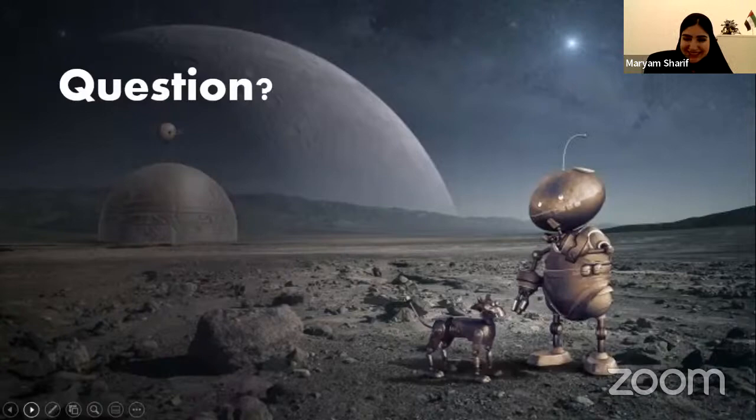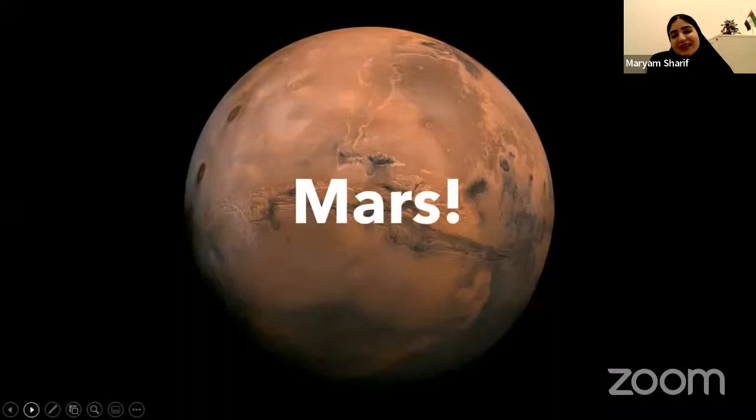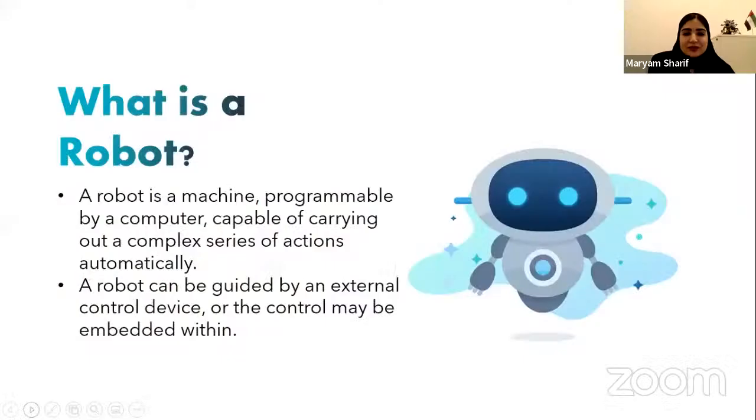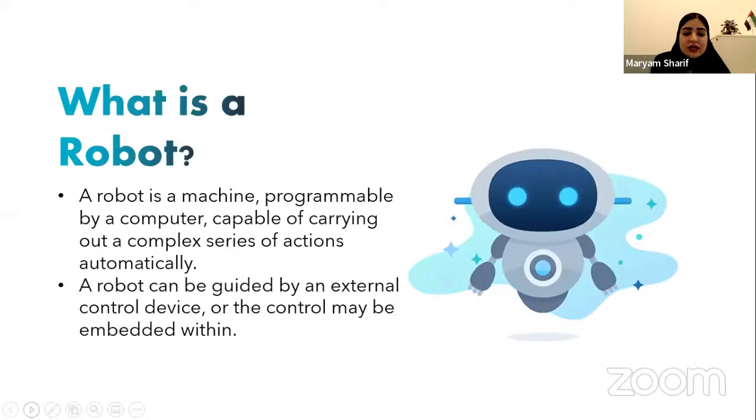All right, so the answer is Mars. Mars is the planet most inhabited by a lot of rovers and a lot of orbiters that orbit around the planet. In order to understand the topic better, let's define what a robot is. A robot is a machine programmable by a computer and capable of carrying out a complex series of actions, either automatically or by a controller device.